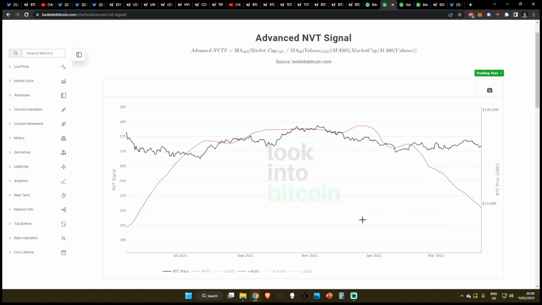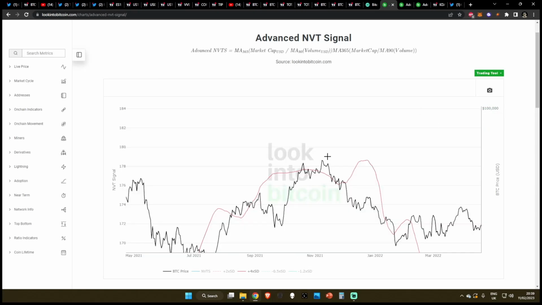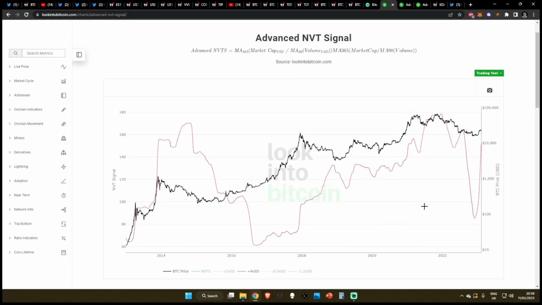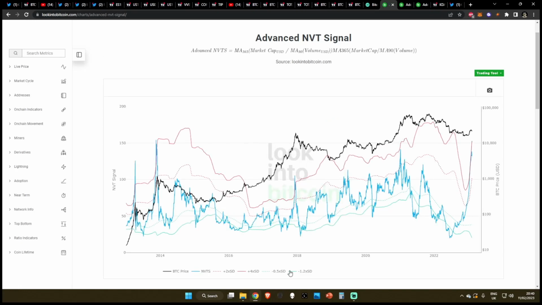If we zoom into the top over in 2021, you can see once again it didn't exactly call it, but it more or less exactly called the top over here. It was off by a week or so, 2 weeks, more like a month or so, but you can really see when this advanced NVT signal started to top out, that was a sign that Bitcoin was going to roll back down to the downside.